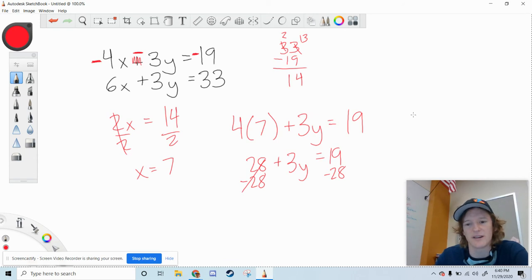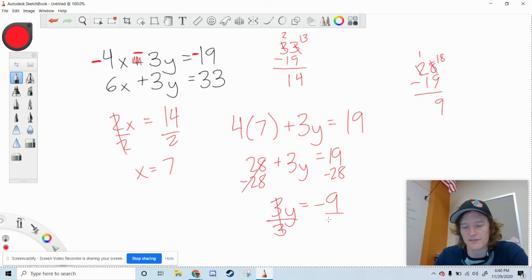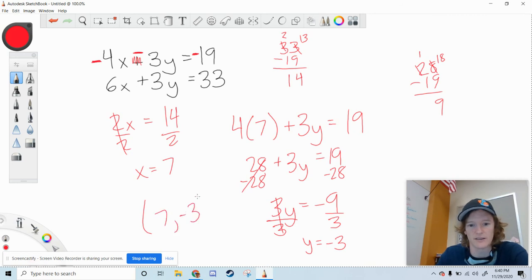This negative and positive, so that's going to be, I think it's 9. Let's do 28 minus 19. 3y equals negative 9, because 19 minus 28 is negative 9. Be careful, don't add those together. Divide by 3, divide by 3. Y equals negative 3. So we get the point 7, negative 3.